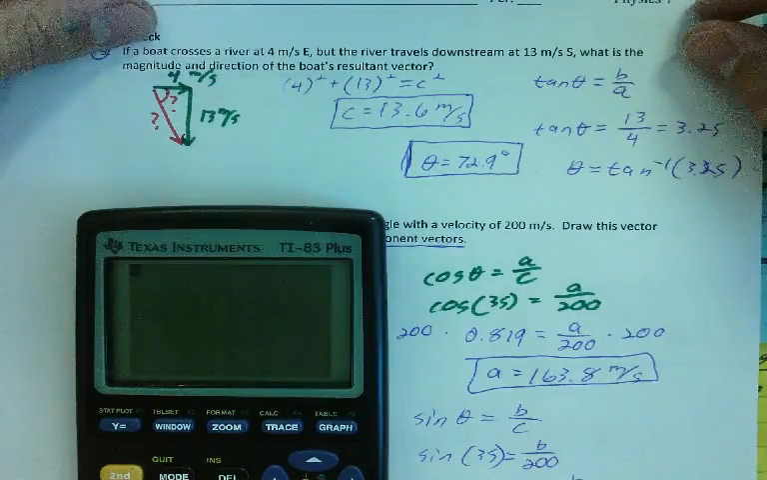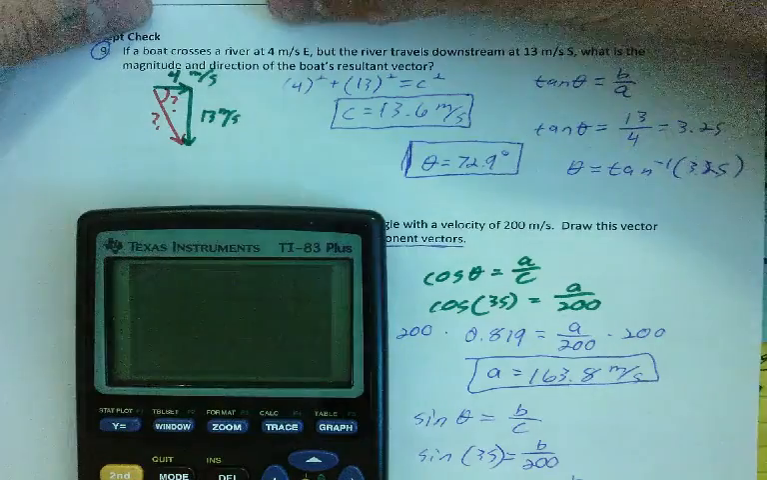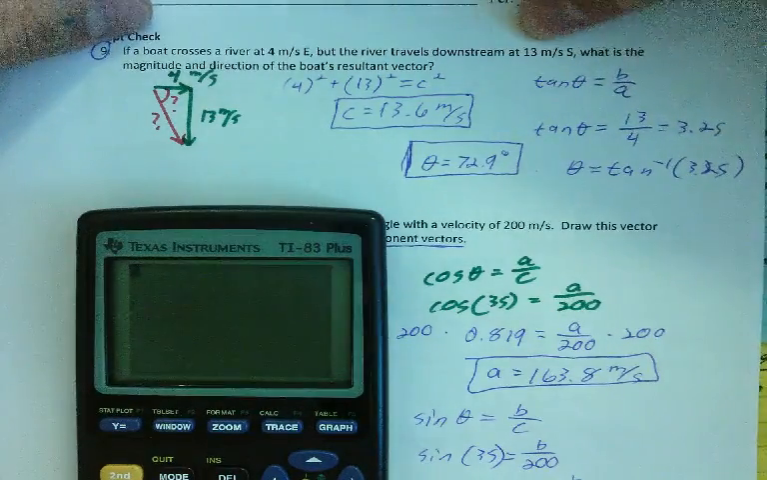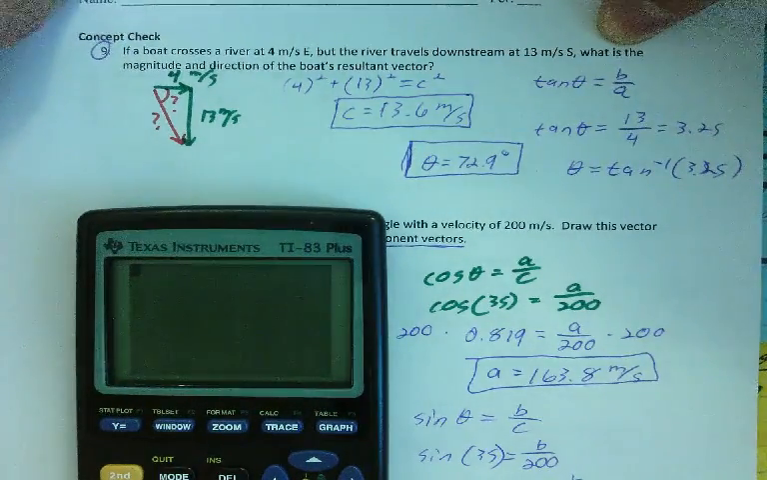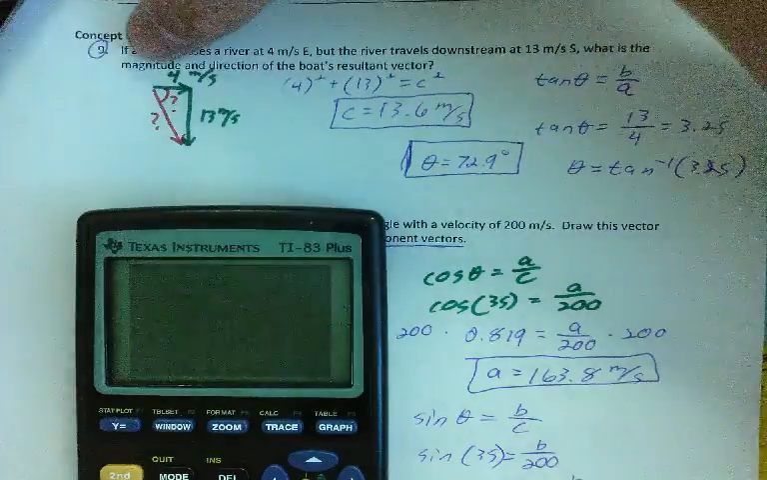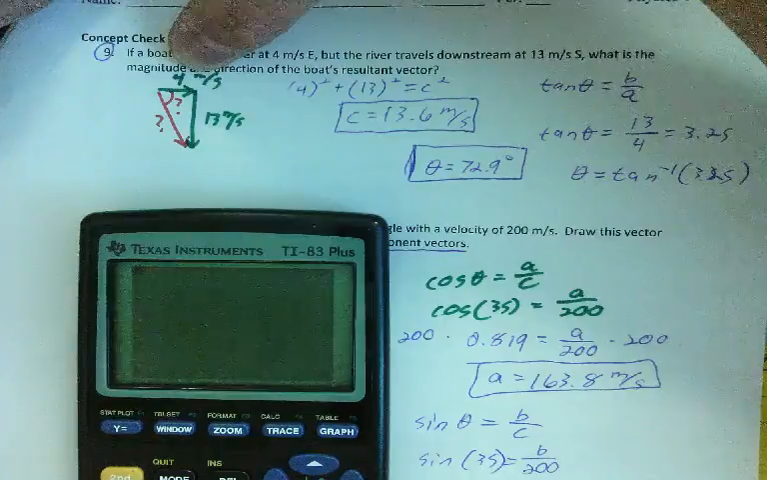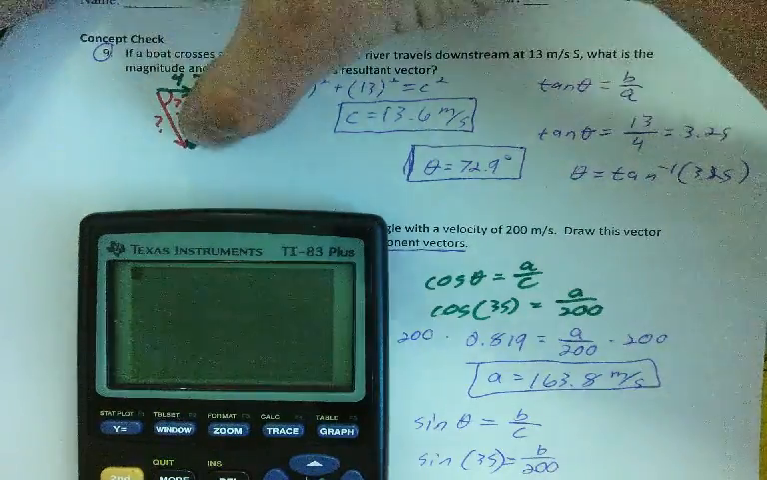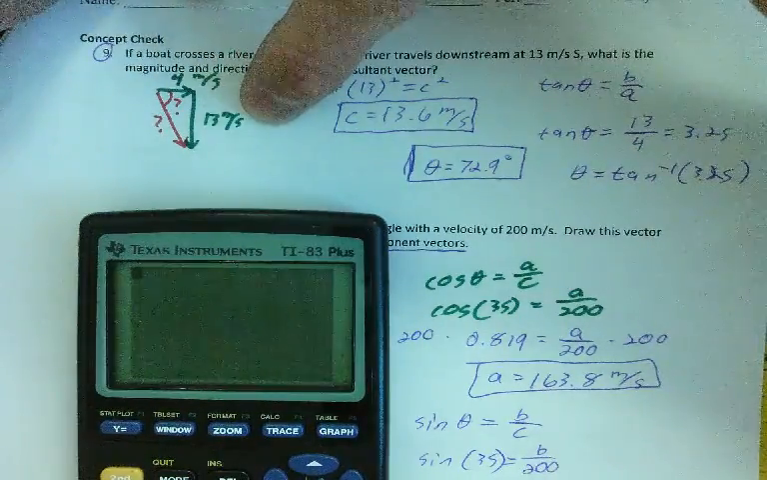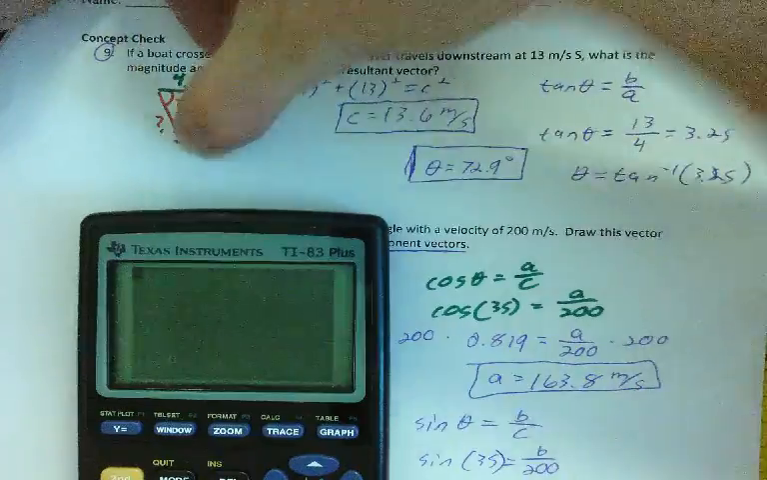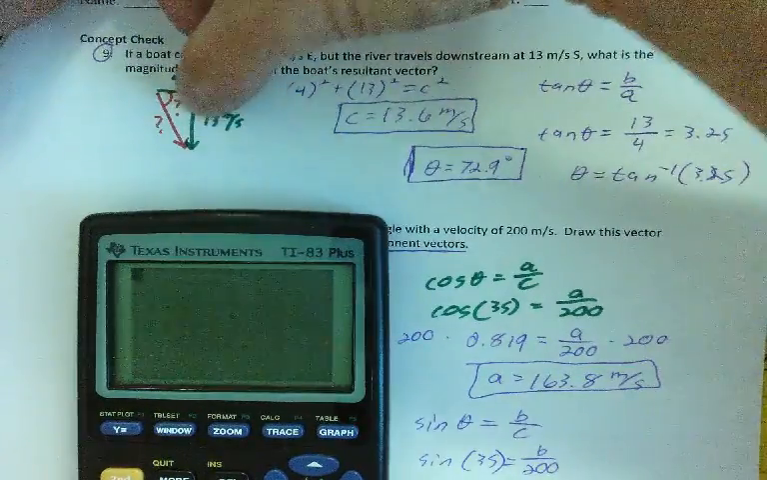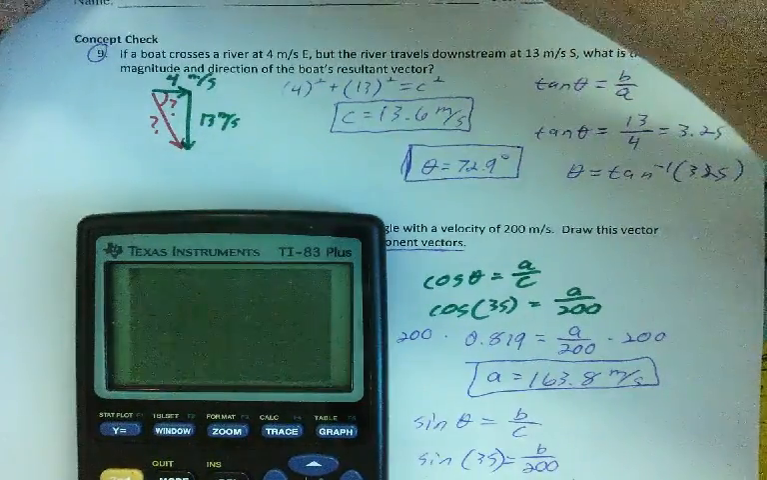It has a boat crossing the river at 4 meters per second east, but the river travels downstream at 13 south. What is the magnitude and direction of the boat's resultant vector? So I draw the 4 to the east, that's my A vector, my component, and I draw the 13 south, that's my B vector component down. The resultant goes from the beginning to the end, and the angle is between A and C.